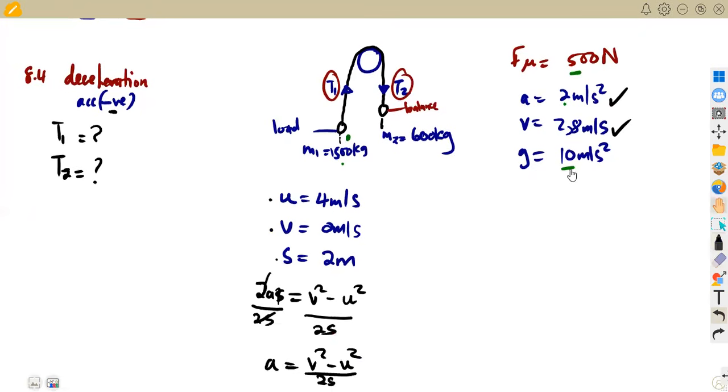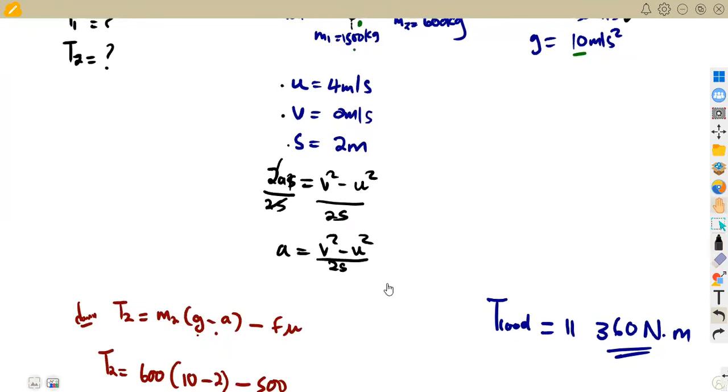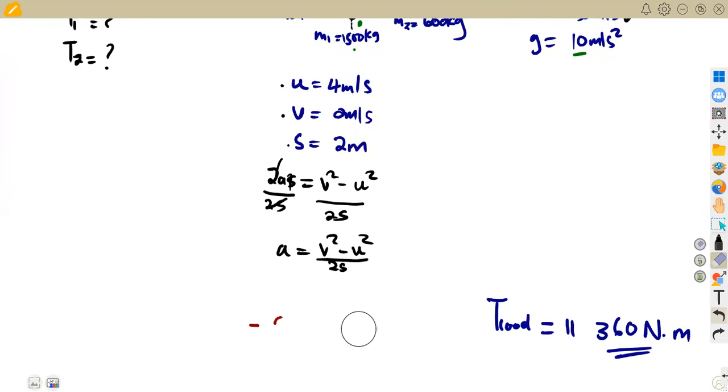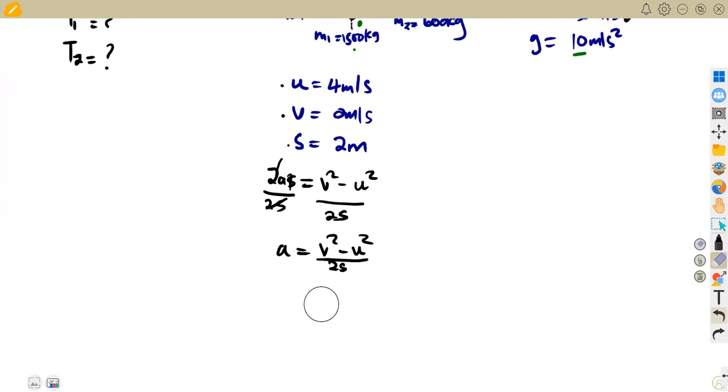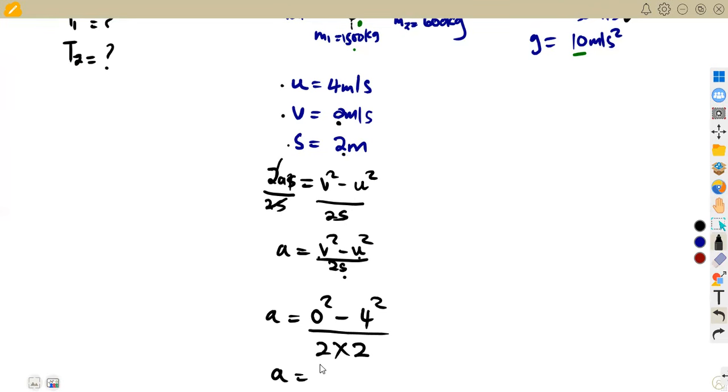So this is the formula that we're going to use now to calculate our acceleration. All right, so let us see what we are going to obtain. If we substitute our values, we have final velocity v at 0, so that's 0 squared minus u, which is 4 squared, over 2 times the displacement, the distance traveled, which is 2. As we can see, we obtain a value of -4 meters per second squared. This shows that this is a deceleration, having a negative acceleration.